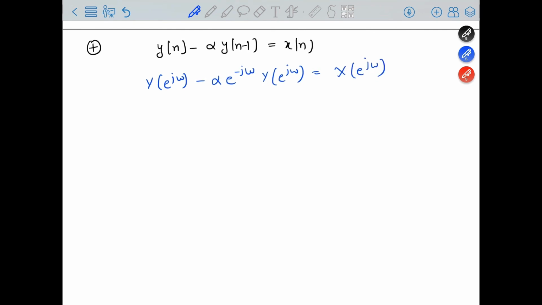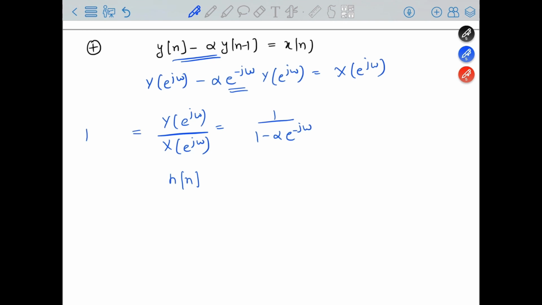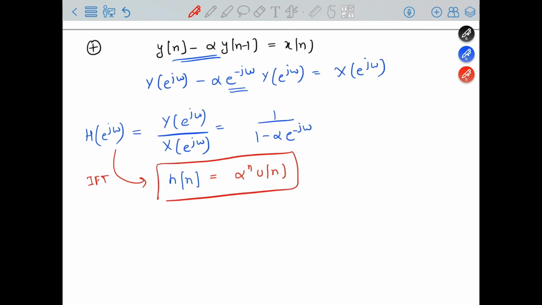We've just taken the Fourier transform of this expression, and this factor arises due to the time shifting in the time domain. Now we again take the ratio of Y(e^{jω}) by X(e^{jω}), which equals 1 over 1 minus α e^{-jω}. This is the Fourier transform of the impulse response, because it is the ratio of the Fourier transform of the output and the input. When we take the inverse Fourier transform of this expression, we get h[n] as α^n u[n]. So this is the impulse response of this system.